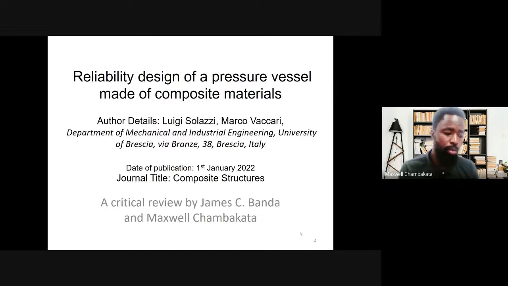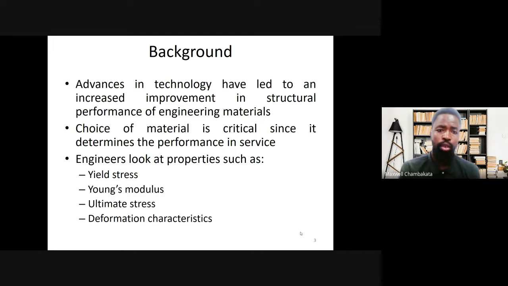So the title of the article that we are reviewing is the reliability design of a pressure vessel made of composite materials. Advances in technology have led to an increased improvement in structural performance of engineering materials. Choice of materials is critical since it determines the performance in service.